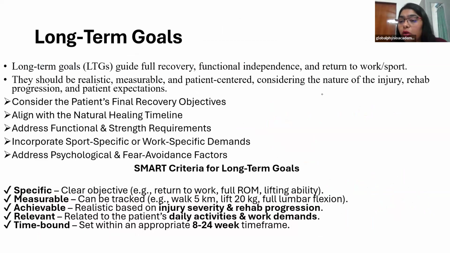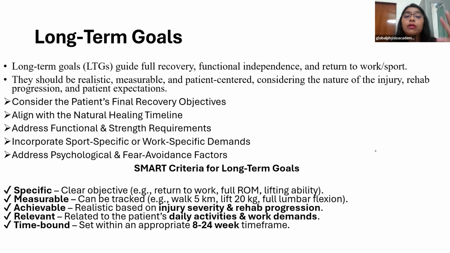Same way, long-term goal. Long-term goal for this case, post-surgical. So long-term goal is a full recovery, full functional independence, return to work, return to sports. Long-term goal is also realistic, reliable, measurable, patient-centered approach, and we are considering the nature of the injury, rehab progression, and patient expectation.